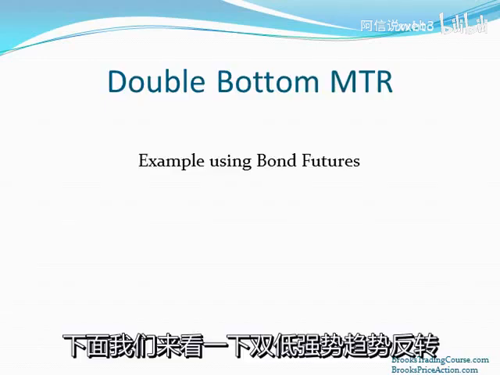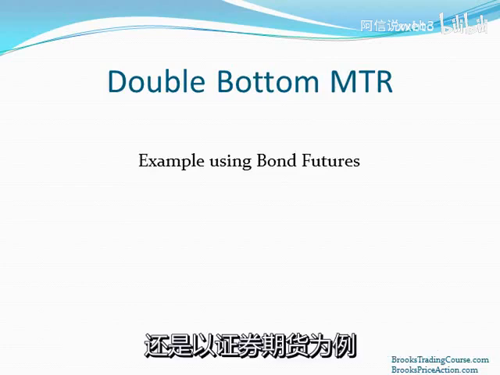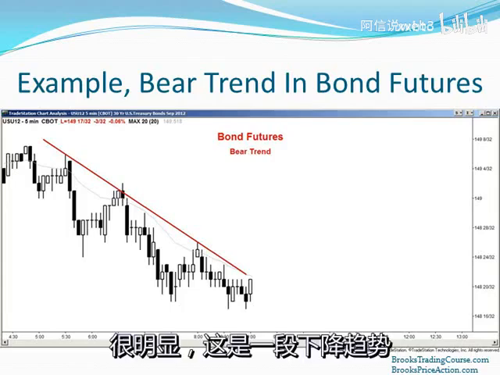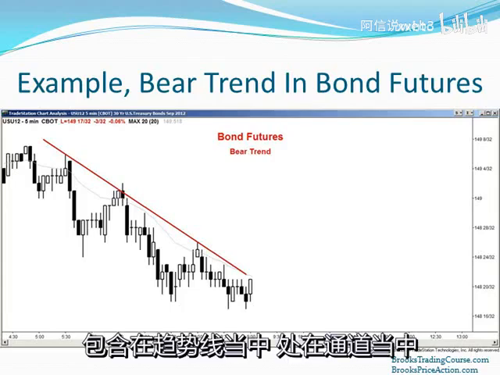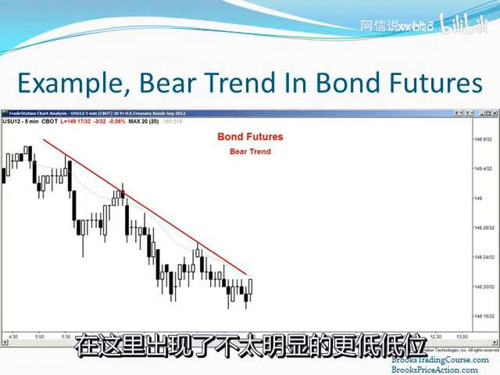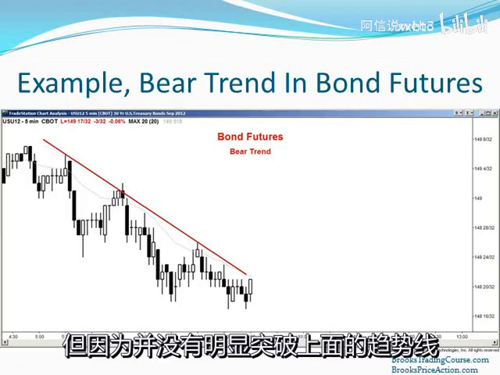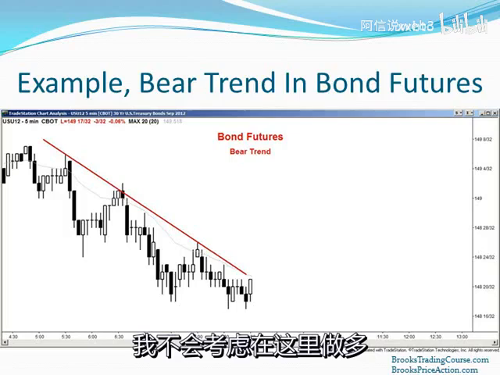Now I'm going to talk about a double bottom major trend reversal using bond futures. Clearly we have a bear trend. It's contained by a trend line. It's in a channel, and we may be forming a slightly lower low here and a reversal up, but since we have not clearly broken above a trend line, I would not be buying this.